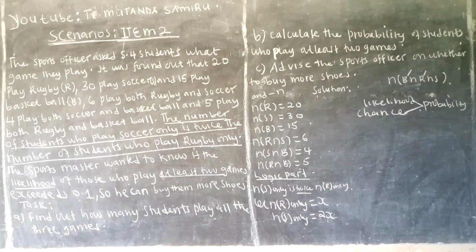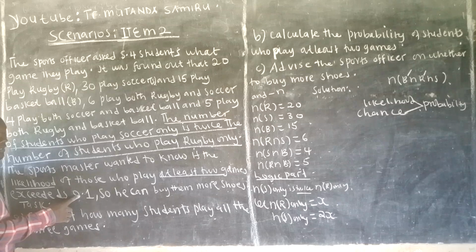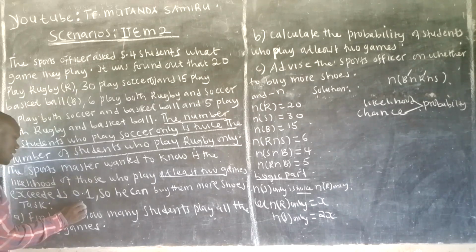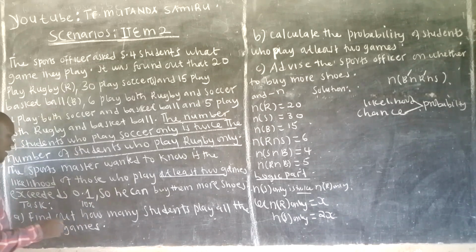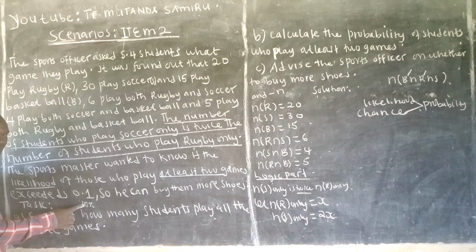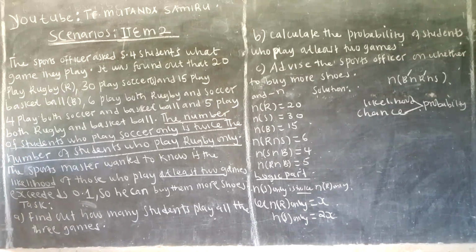Then in another setting, instead of bringing 0.1, they can say 10%, for example, exceeds 10%. Whenever you see a percentage, you just know that it is a probability at hand. All right, good. We can now proceed.